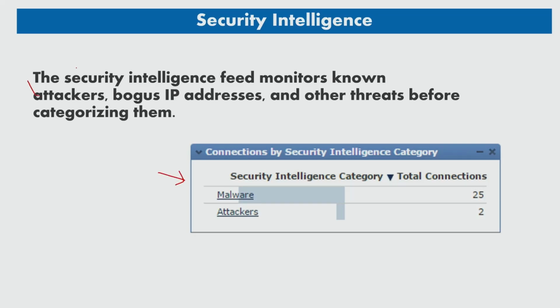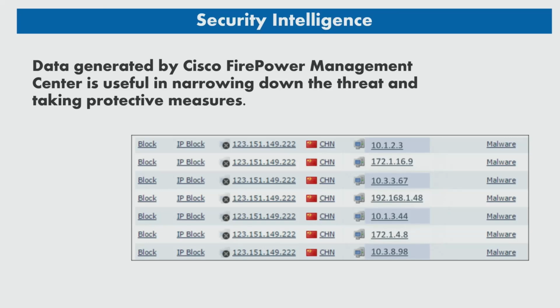So here's also a partial screenshot of the Cisco Firepower Management Center GUI. The security intelligence feed monitors known attackers, bogus IP addresses, and other threats before categorizing them. The blocked IP addresses are classified as malware and attackers by the security intelligence, as shown in the figure. Clicking any of the categories will display details of each blocked connection, including its source IP address, destination IP, type of threat, and so on.